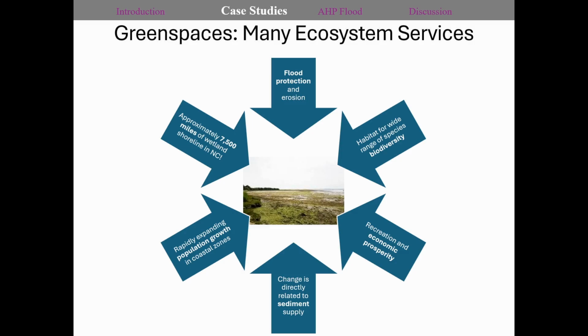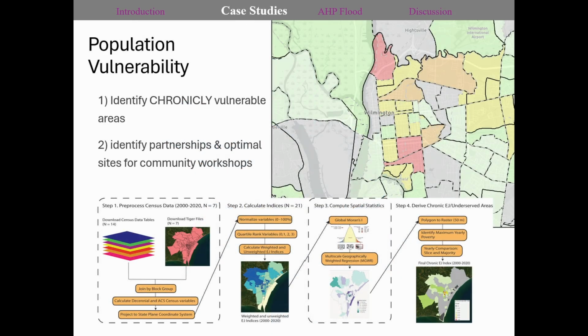We all know the importance of green spaces. They provide lots of ecosystem services that help the economy, the people, and the landscape. So the chronically vulnerable areas were identified through this model you can see at the bottom of this slide. It incorporates many dates of census data and many census variables to look at chronically high underserved areas.